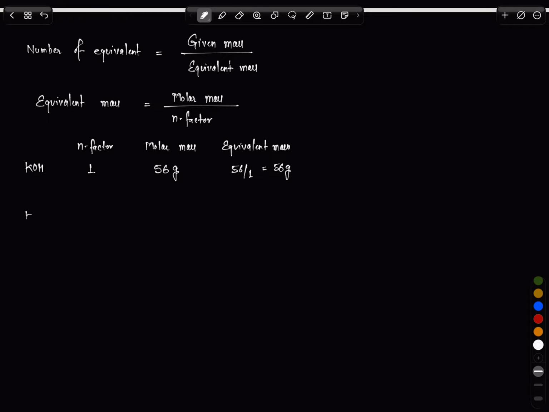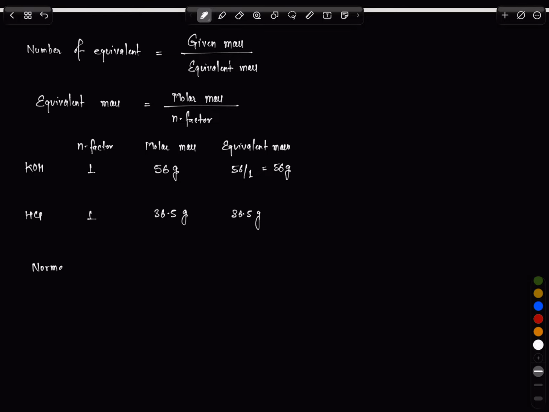Now let's talk about HCl. HCl is an acid, and for an acid, the n factor is basically the number of replaceable H plus in a reaction. So for HCl, the n factor is again 1. Molar mass is 35.5 plus 1, that is 36.5 gram. And the equivalent mass will remain same as molar mass because the n factor is again 1. So the equivalent mass of KOH is 56 gram, and the equivalent mass of HCl is 36.5 gram.